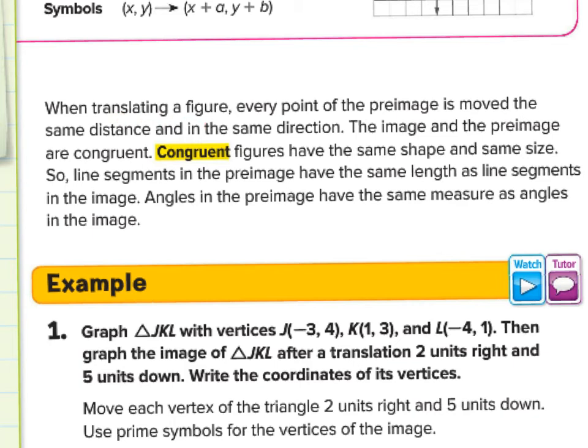When translating a figure, every point of the pre-image is moved the same distance and in the same direction. The image and the pre-image are congruent. Congruent figures have the same shape and same size. So line segments in the pre-image have the same length as line segments in the image. Angles in the pre-image have the same measure as angles in the image. So essentially they are the same, just on a different location.